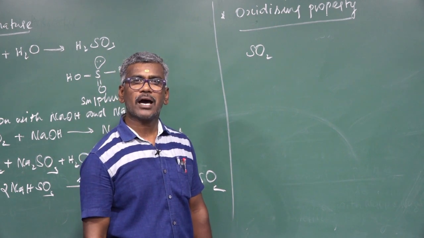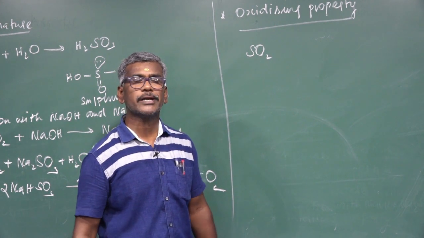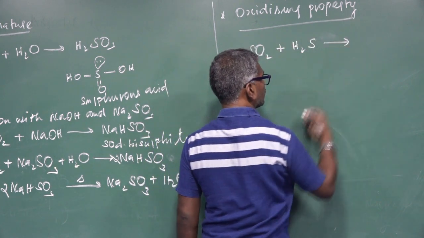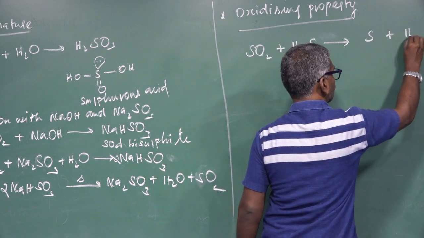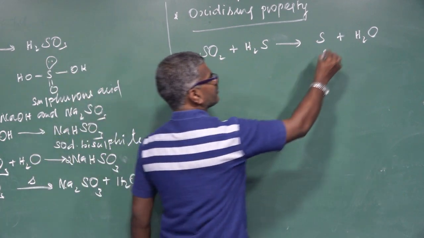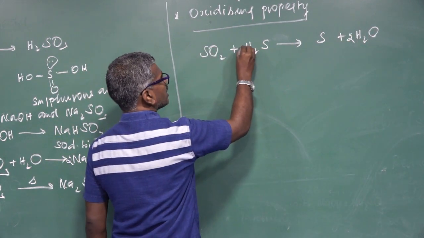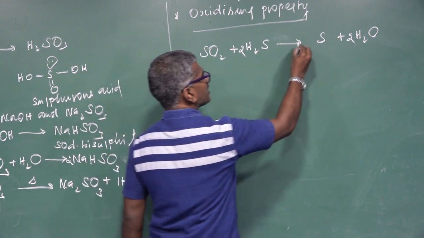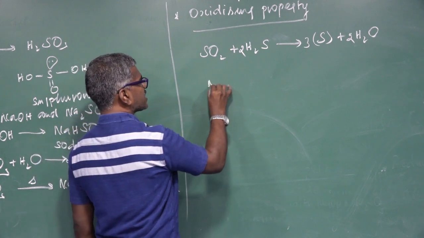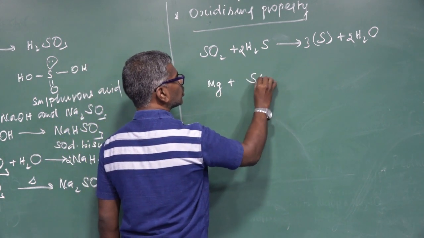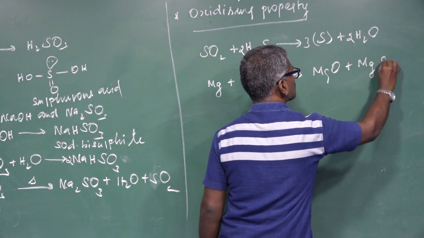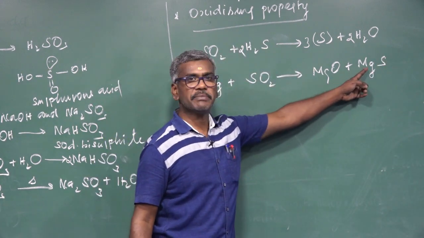SO2 is a mild oxidizing agent when it reacts with a strong reducing agent. The strong reducing agent is H2S, forming sulfur plus water. Oxygen 2, here 2 oxygen, hydrogen 4, here 4 hydrogen, sulfur 3. The sulfur is colloidal in nature. Another one is magnesium, which reacts with SO2 to form MgO plus MgS, magnesium oxide and magnesium sulfide.